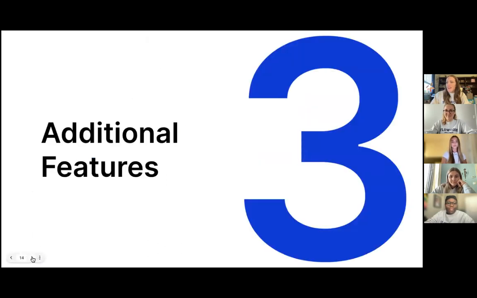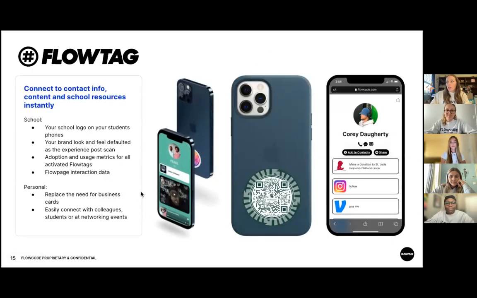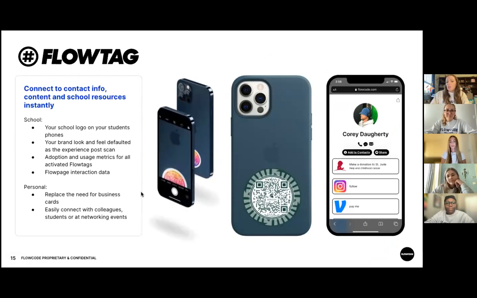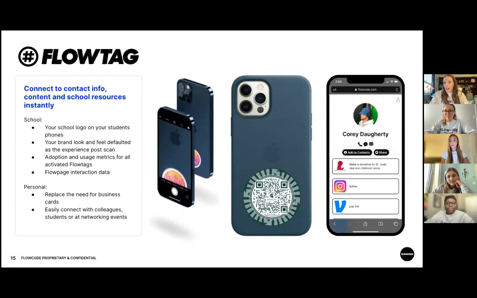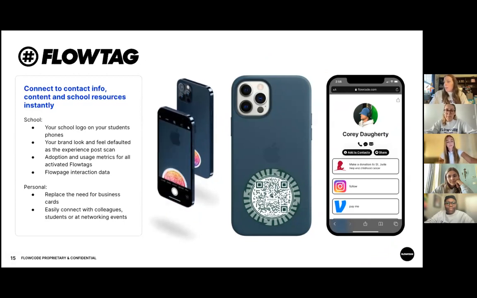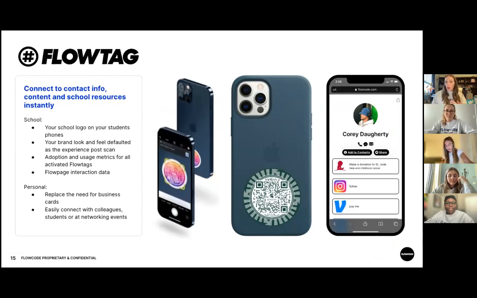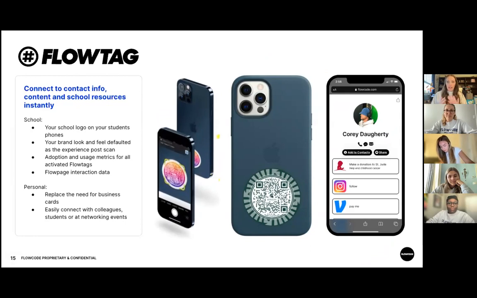Thank you, Alex. Talking through some additional features that you will find on the Flowcode platform. First is Flow Tag. This is a super useful item that we're going to give you access to at the end of the presentation. Basically, this is a great use for a business card, if you want to use it for your student body, or even as a teacher or a faculty member. It replaces the need for business cards.